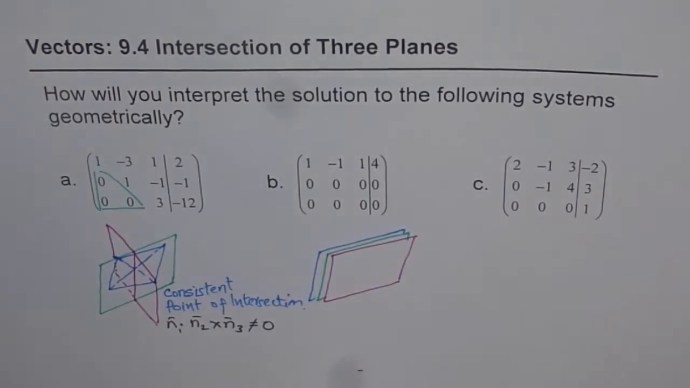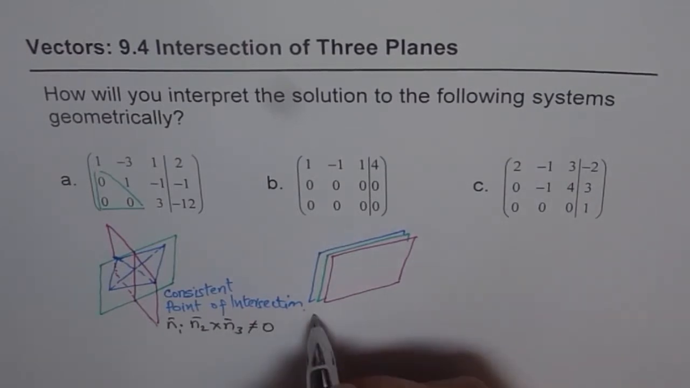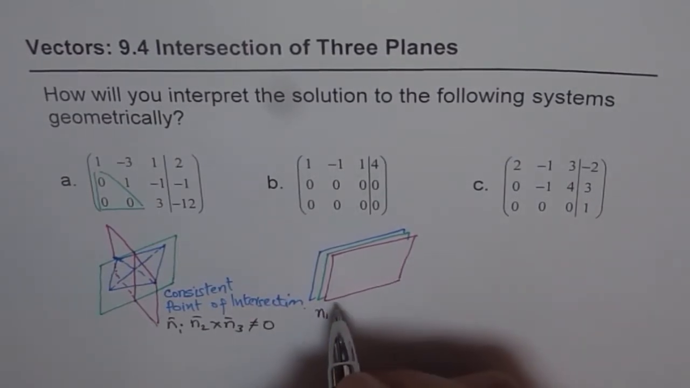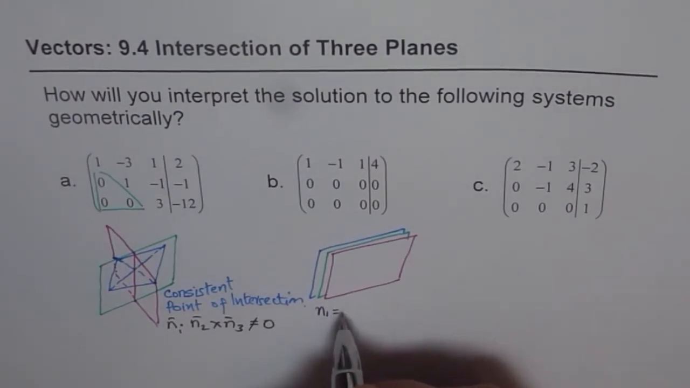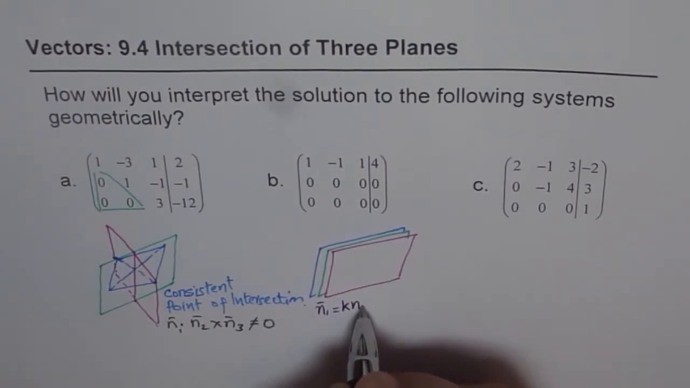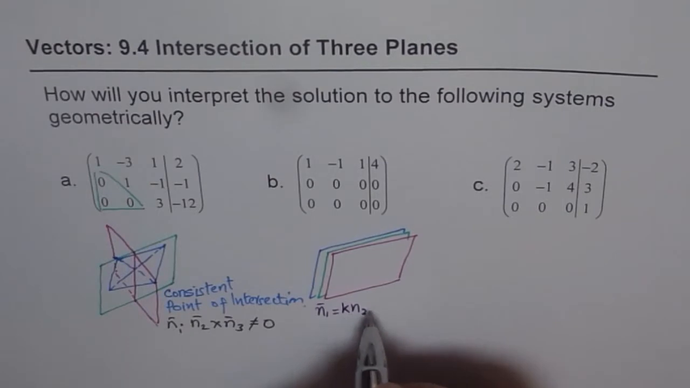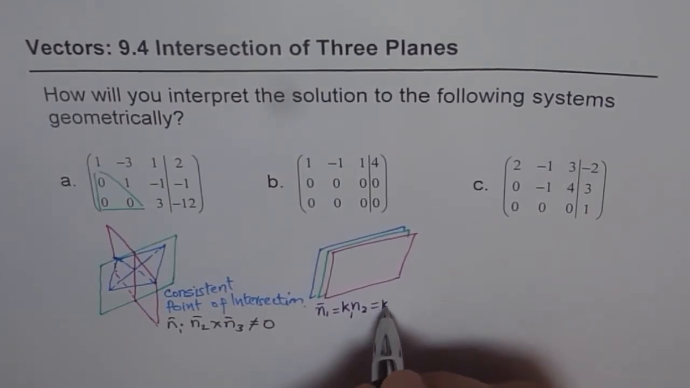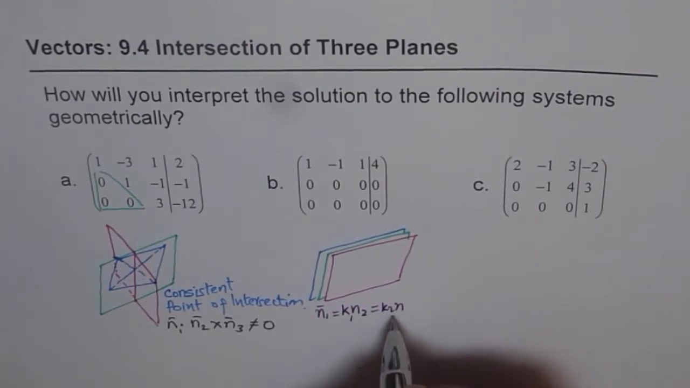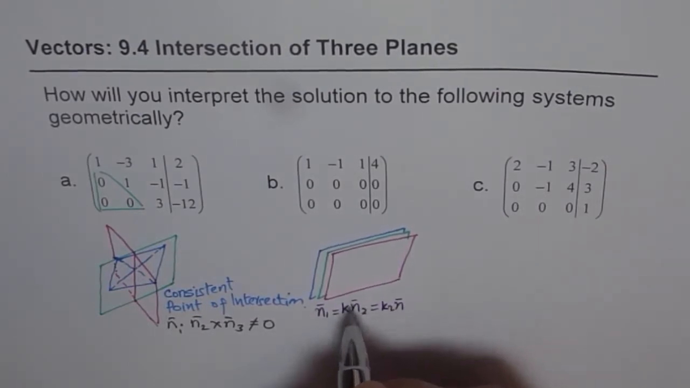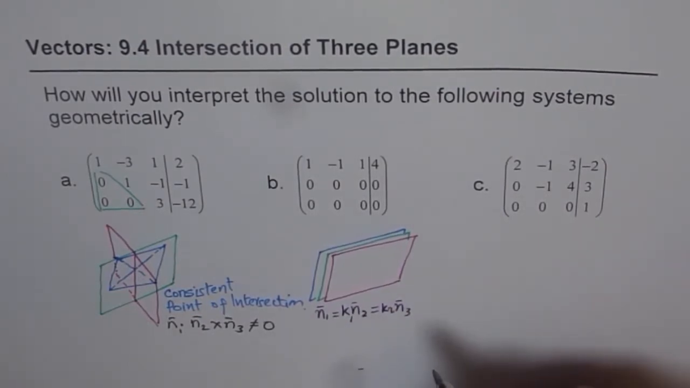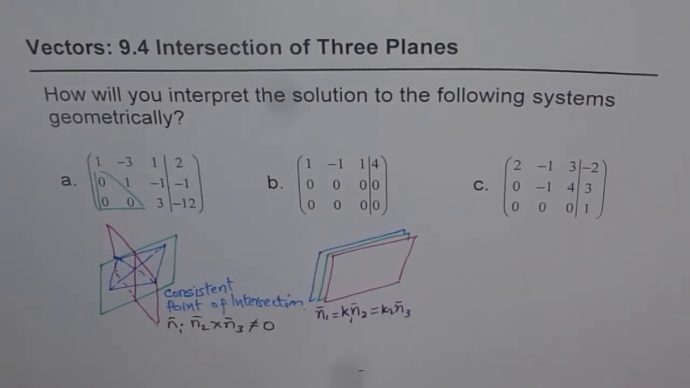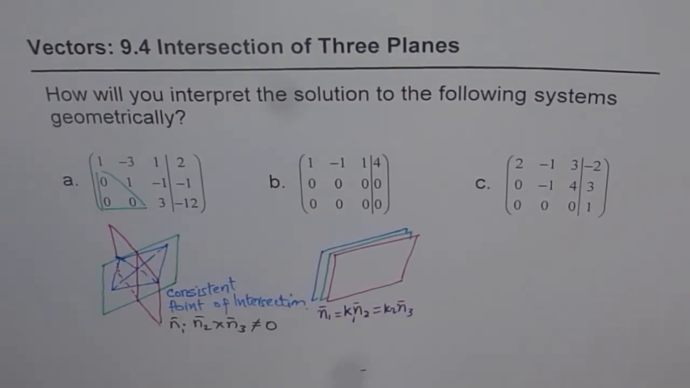In this particular case, what you'll observe is their normals are scalar multiples, right? So here n1 equals k1 times n2, and n3 is a scalar multiple, k2 times n3, right? Somehow they are all scalar multiples of one another, correct? That is what you'll observe in this particular case.